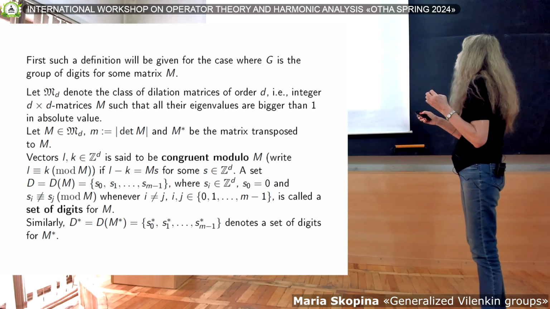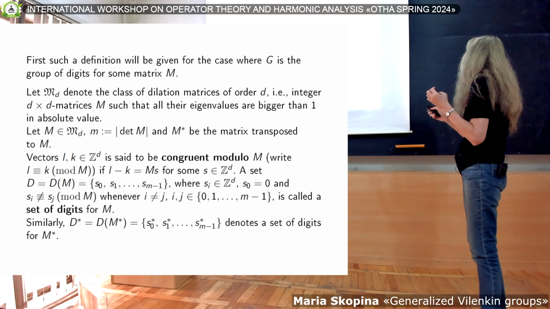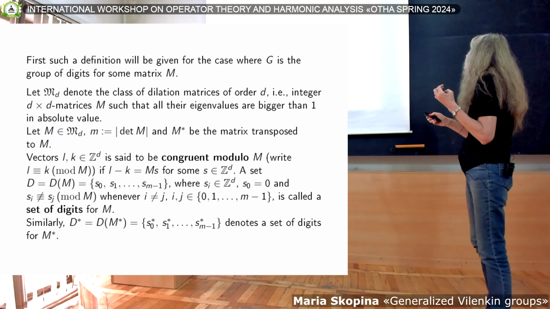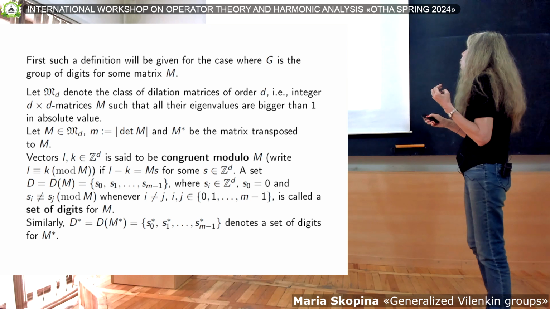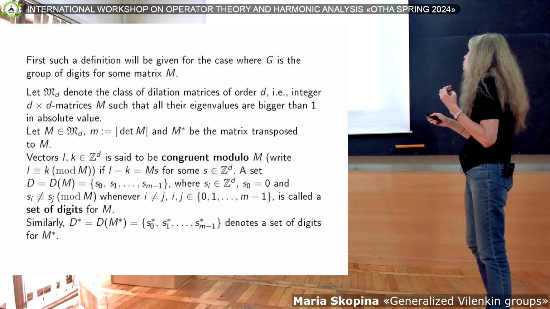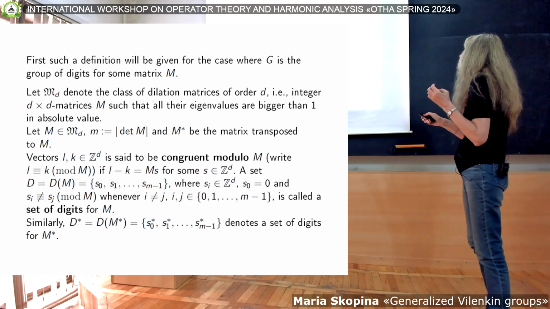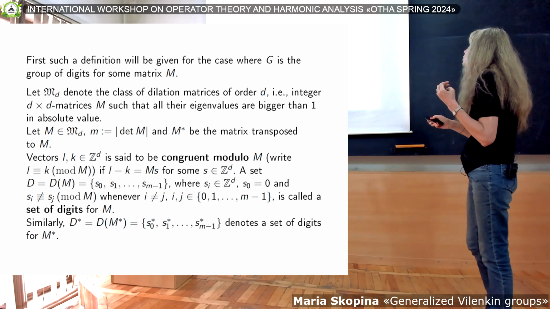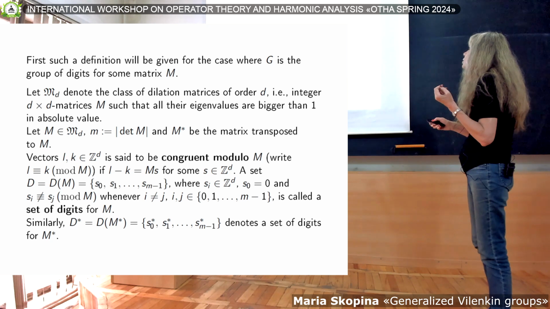Denote by M_D the class of dilation matrices of order D. These are square matrices such that all their eigenvalues are bigger than 1 in absolute value. For a matrix M, small m will be the absolute value of its determinant. It is clear that it is bigger than or equal to 2, and M star will be used as the transpose matrix to M.